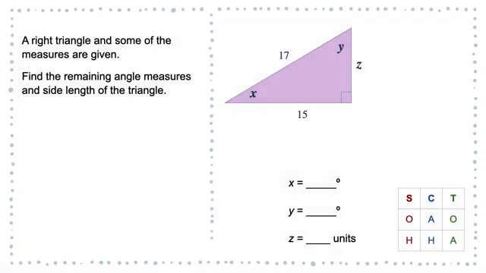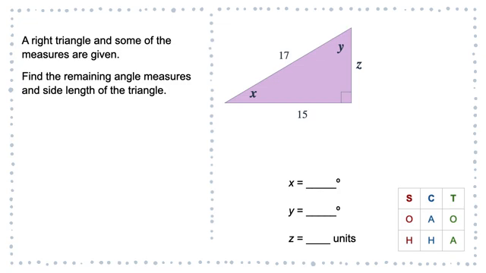All right, now we'll look at another example. A right triangle, and some of the measures are given. Find the remaining angle measures and the side length of the triangle. So I'm going to need to find the angle measures, which are x and y in degrees, and side z, which is going to be in units. Let's start by solving for x.